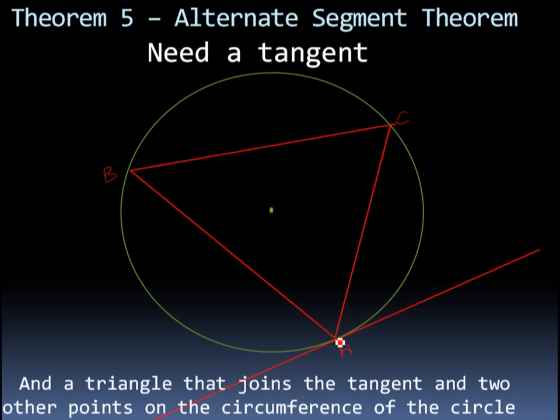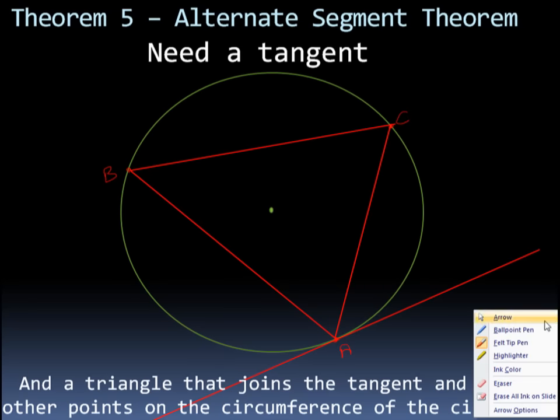So we have a point A here, we have point B here, and you have point C here. So what we have is a triangle with one of its vertices meeting the tangent at this point, the point of tangency there. So what is this theorem about? Well, let's move on to see what it's telling us.